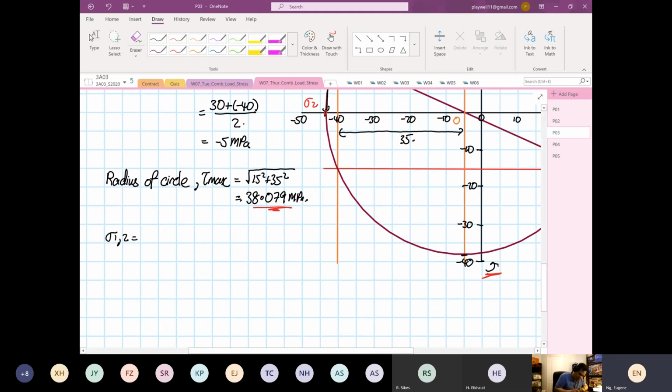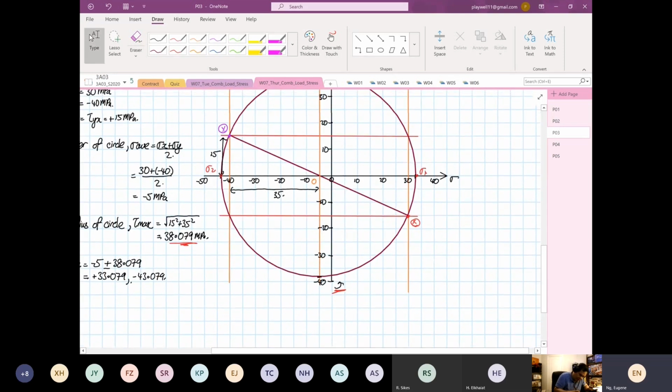As I said, you have seen this before. Minus 5 plus by 38.079, right? So this will be equal to minus 5 plus 38.079, which is equal to positive 33.079. And then the next one is minus 5, sorry, plus minus, okay? Minus 5 minus 38.079 is equal to minus 43.079. Okay? So that's where we calculate our stress 1 and stress 2.